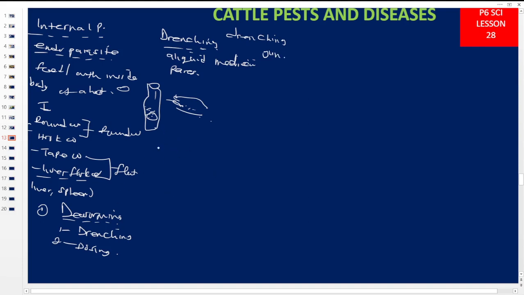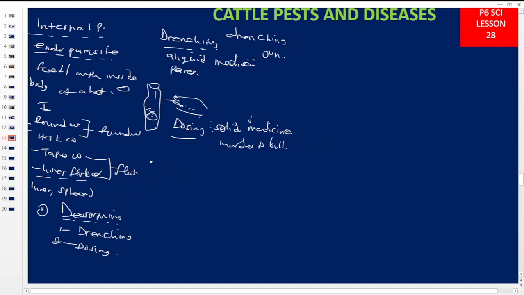Then another method of deworming is called dosing. And what is dosing? Dosing is the act of giving an animal a solid medicine in order to do what? In order to kill internal parasites. Just like that. So that is dosing.